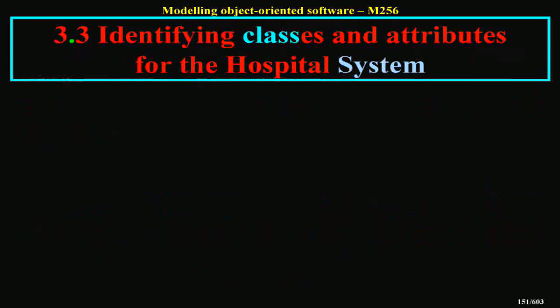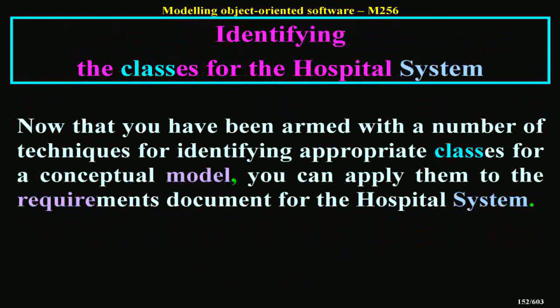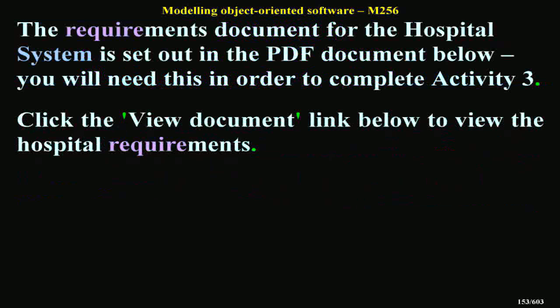3. Identifying classes and attributes for the hospital system. Identifying the classes for the hospital system. Now that you have been armed with a number of techniques for identifying appropriate classes for a conceptual model, you can apply them to the requirements document for the hospital system. The requirements document for the hospital system is set out in the PDF document below. You will need this in order to complete Activity 3. Click the View Document link below to view the hospital requirements.